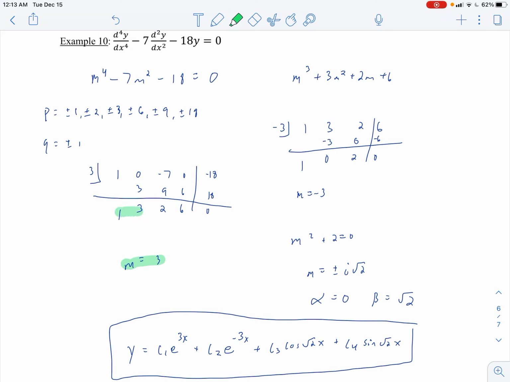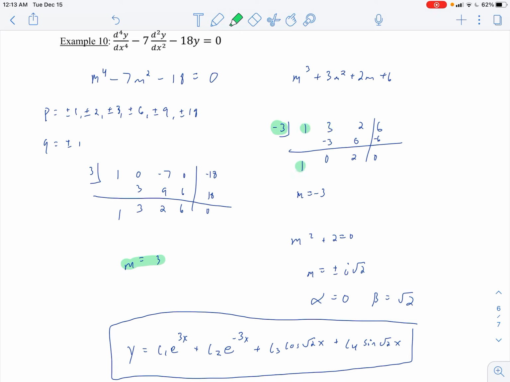So there's a solution. Now I'm going to write my remainder as m cubed plus 3m squared plus 2m plus 6. And then again, I'm going to go ahead and find my p's and q's, which are going to be the same here, except I don't need to include the ones that are now going to be out because I have that 6 there. And so I'm going to choose negative 3. I'm going to plug it into the auxiliary equation.